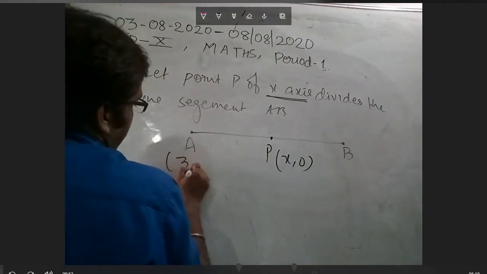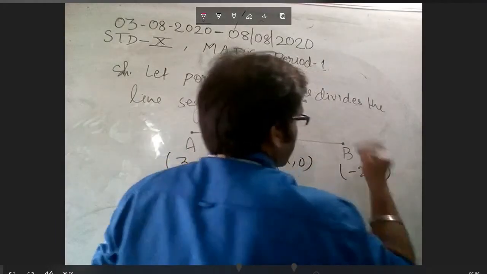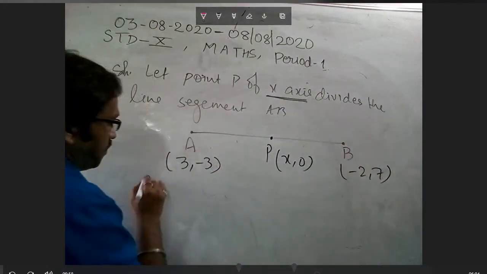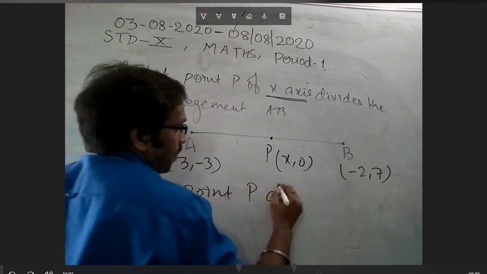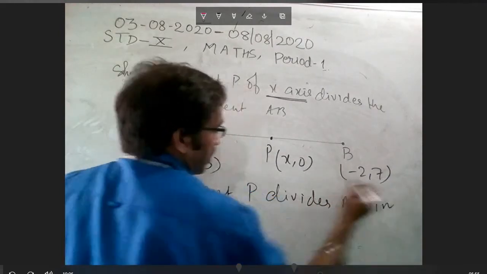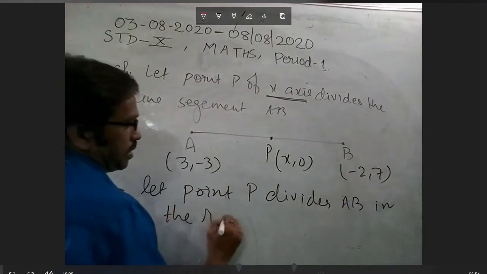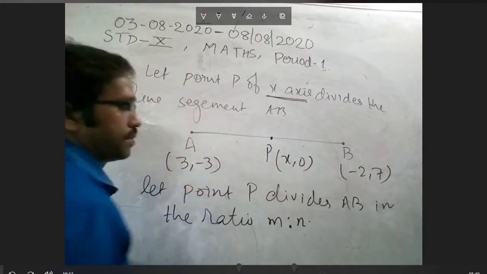Now what are the coordinates of A? That is 3 and minus 3. Then what are the coordinates of B? That is minus 2 and 7. Now what is the ratio in which point P is dividing? I have no idea, so I will take this as m is to n. So let P divide AB in the m is to n ratio. M is to n. That is the basic formula.